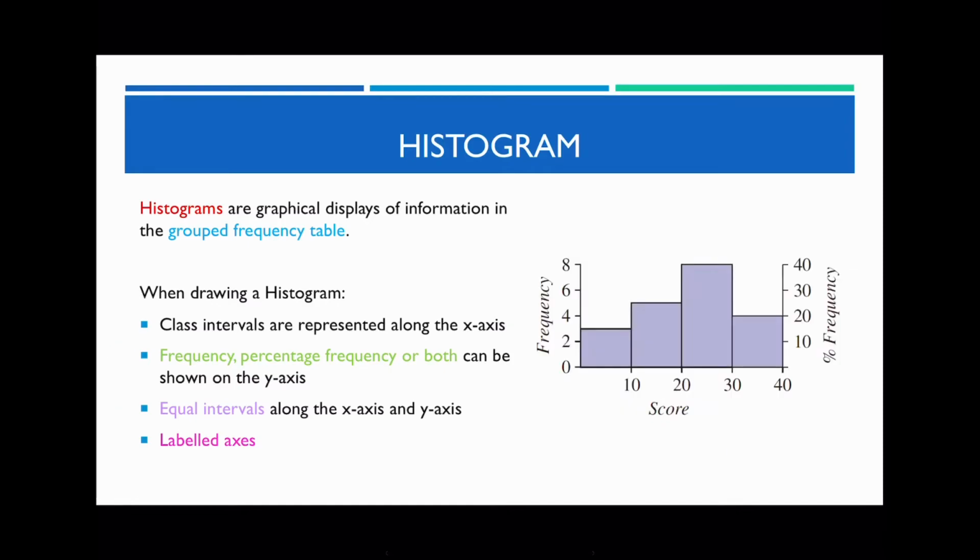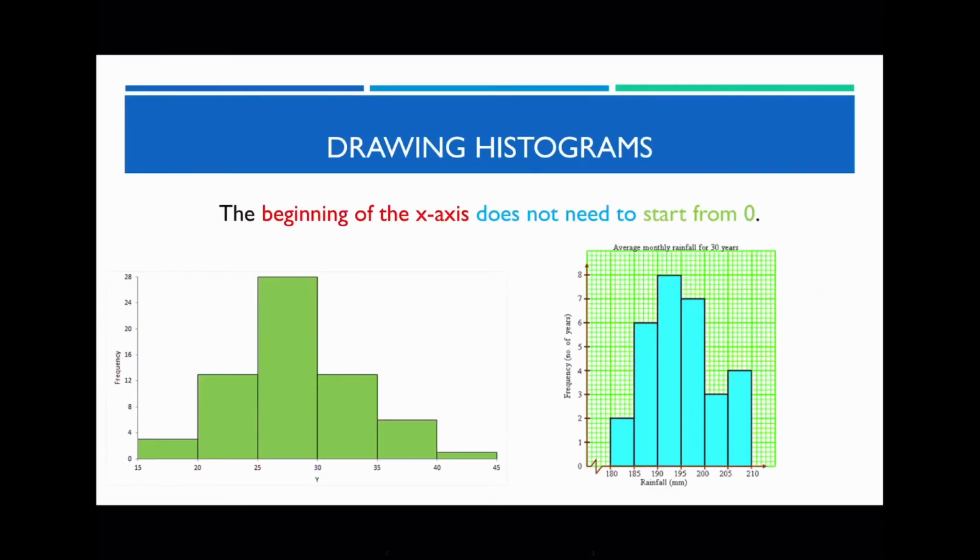Now, for those who don't understand what I mean by this dot point over here, this is what I mean. If you notice, our particular histogram shows both frequency as well as percentage frequency. Now, this is generally uncommon. It's usually one or the other, but if the question did specify you to include both frequency and percentage frequency, you draw one on the left-hand side, and you draw the other one on the right-hand side. This is how we actually would do it.